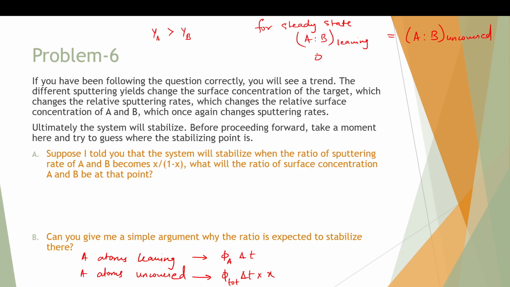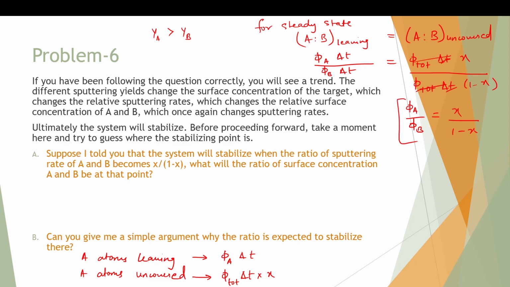So A leaving the surface is nothing but phi A delta T. Similarly, B leaving the surface is phi B delta T. A uncovered is phi total delta T times X, and B uncovered is phi total delta T times 1 minus X. So what does that mean? That means that phi A upon phi B should be equal to X upon 1 minus X. So this should be the ratio of the sputtering rates. Only then we reach the steady state.